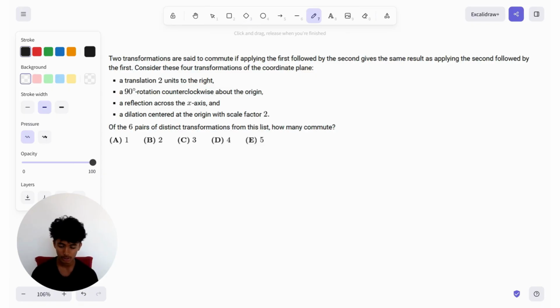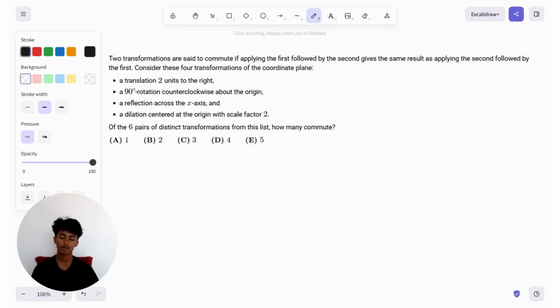So two transformations are said to commute if applying the first followed by the second gives the same result as applying the second followed by the first. Consider these four transformations of the coordinate plane: a translation two units to the right, a 90-degree rotation counterclockwise about the origin, a reflection across the x-axis, and a dilation centered at the origin with scale factor 2. Of the 6 pairs of distinct transformations from this list, how many commute?